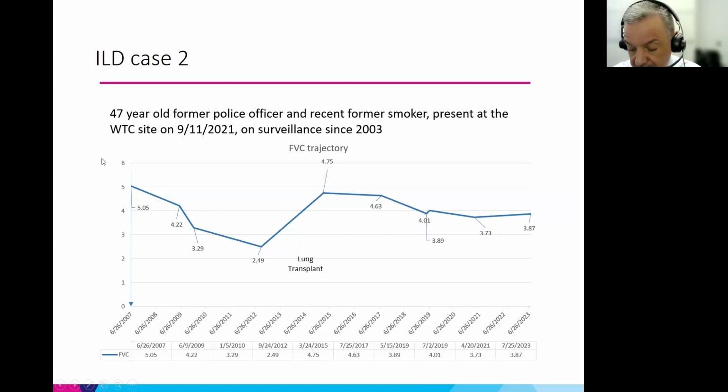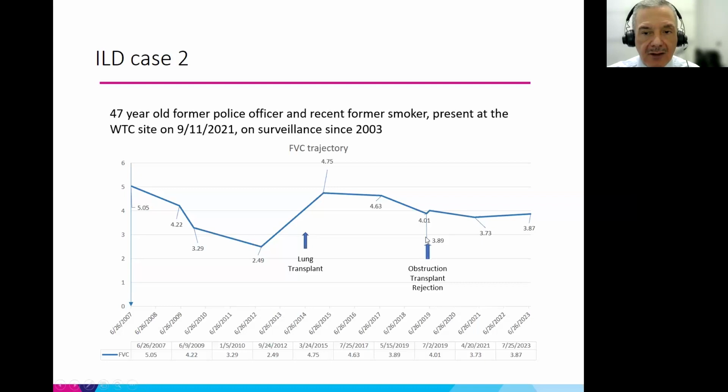And then in the summer of 2014, as I mentioned, he had a lung transplant, a little bit of a rocky postoperative course, but he eventually came up to almost close to the 2007 level. And then he was followed, but he again decreased in 2019.